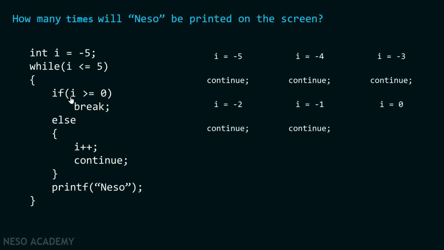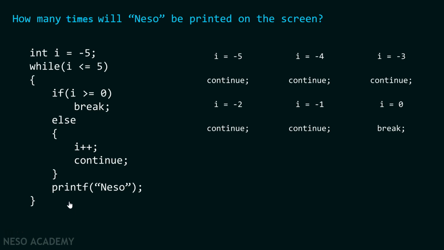Now we check this condition. Is 0 greater than or equal to 0? As 0 is not greater than 0, but 0 is equal to 0. That means this condition is satisfied. And hence we simply break. Break means we simply come out of this loop.